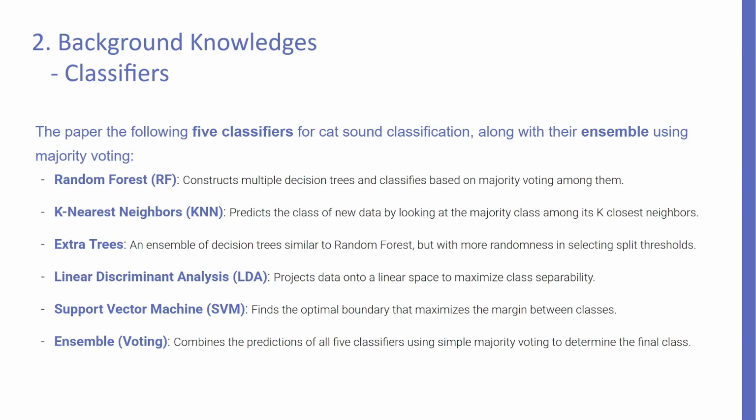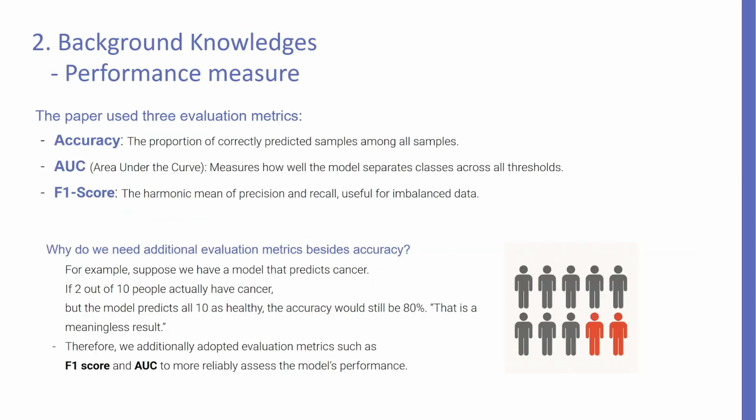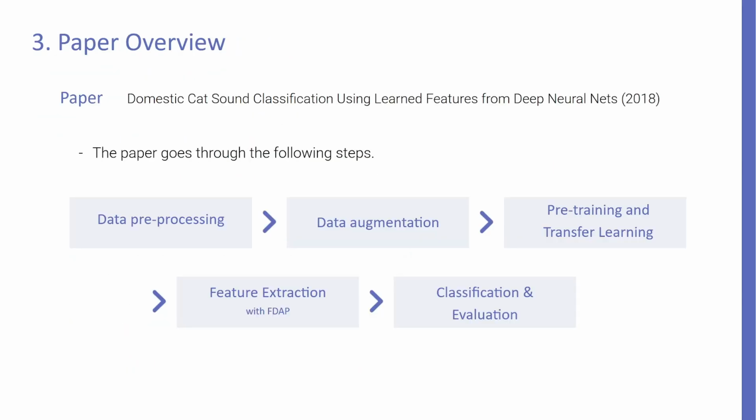After feature extraction, the paper used 5 different classifiers and assembled them, and used these evaluation metrics. Refer to the slide for further details. Now, let's break down the overall process of the reference paper. The paper's methodology consists of these 5 main steps.